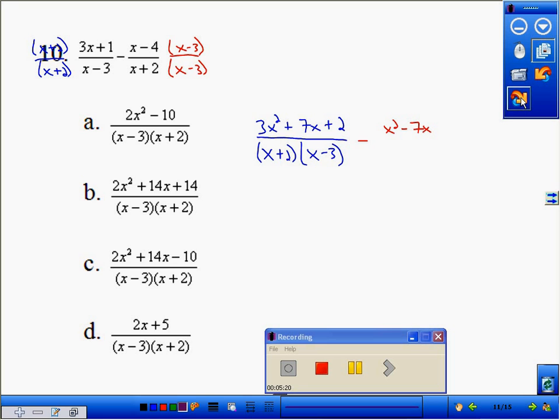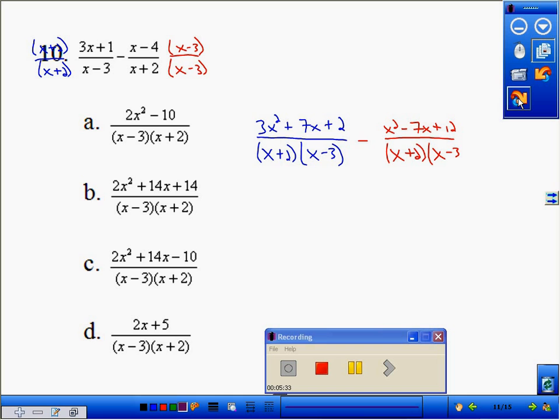Minus, when we multiply the top over there, we get x squared minus 7x plus 12. X times x is x squared, minus 3x minus 4x plus 12, all over x plus 2, x minus 3. So we have that common denominator.